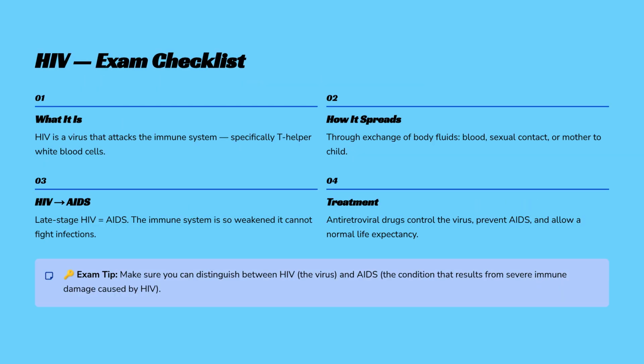For your exam, remember this checklist. HIV is a virus attacking T helper cells. It spreads via specific body fluids. Late-stage HIV is called AIDS, and antiretroviral drugs effectively manage the condition. Don't confuse the virus HIV with the final stage condition, AIDS.